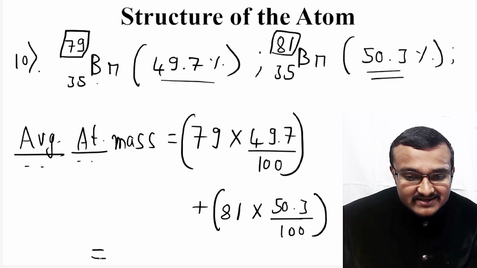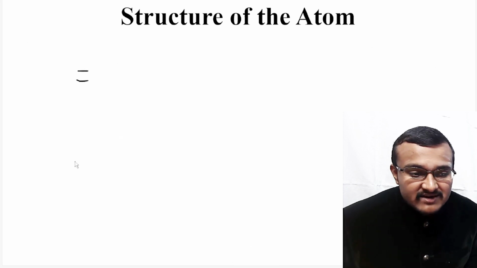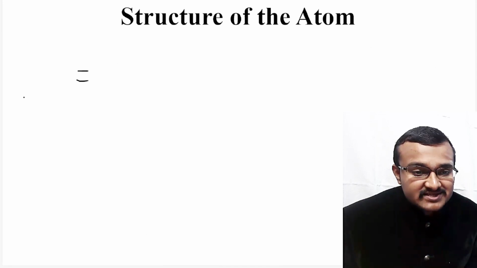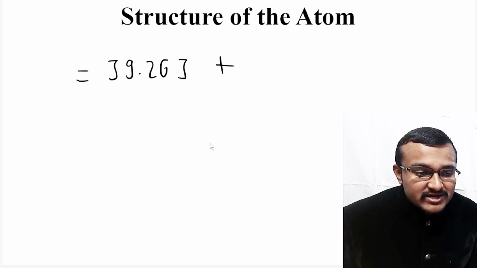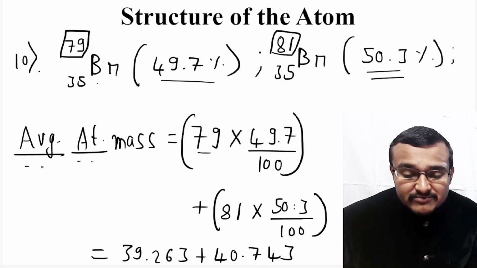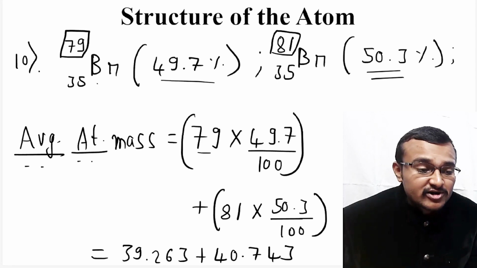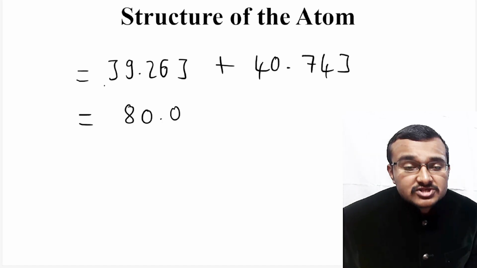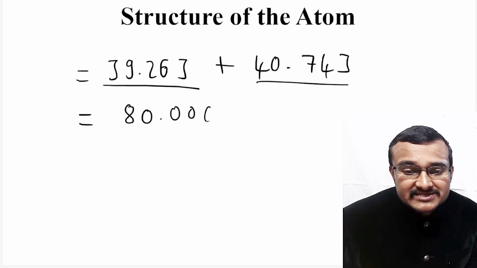So now if you calculate this, 39.263 plus 40.743. That is, when you multiply 79 into 49.7 divided by 100, you will get 39.263. Plus, when you take the second isotope with 50.3% abundance, when you calculate 81 into 50.3 divided by 100, you will get 40.743. So when you add 39.263 with 40.743, you will get 80.006.